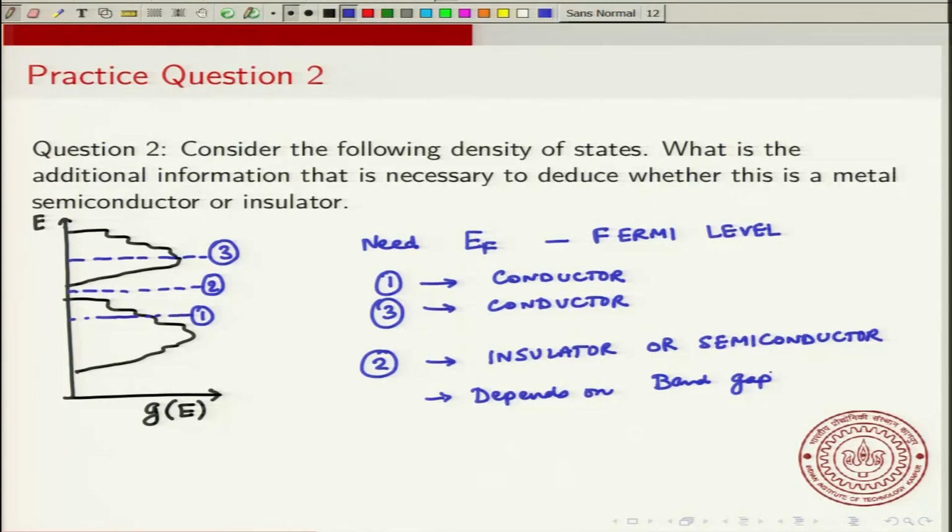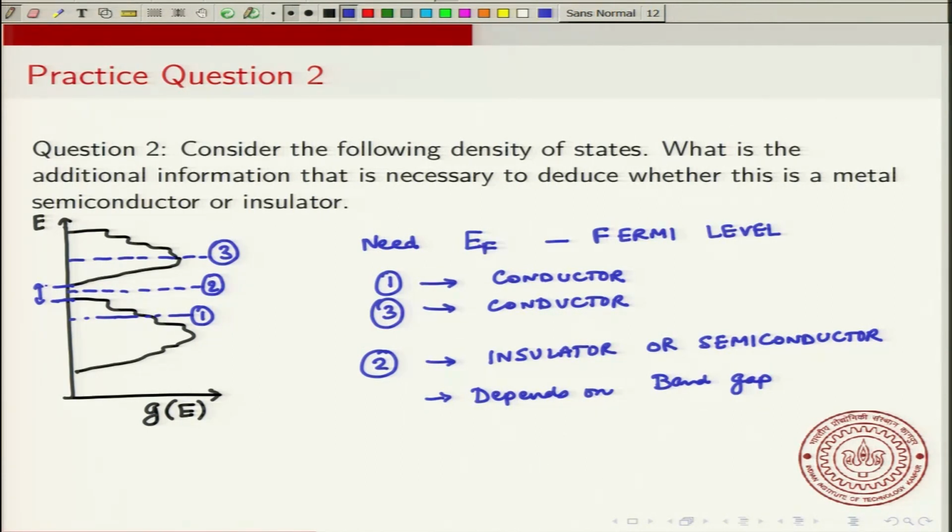Okay, so the additional information you need to know is how much this band gap is. You need to know a scale of energy here. So this energy needs to have a scale. You need to know this band gap, and to know that you need a scale of energy on this axis. So if you just have a density of states, you can't immediately say; the density of states has to have a proper scale, and you have to say where the Fermi level is. Only then can you tell whether the material is a conductor, a semiconductor or an insulator.